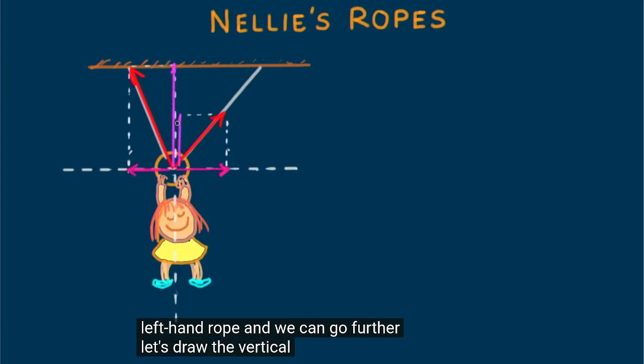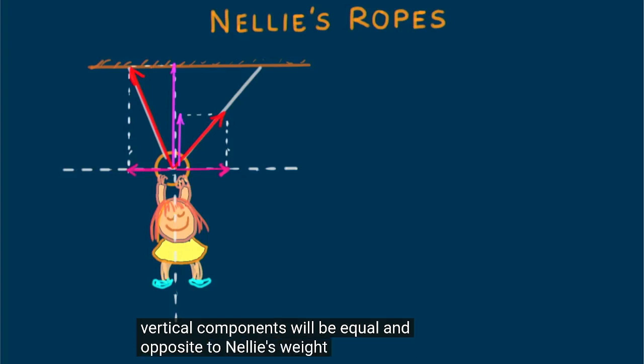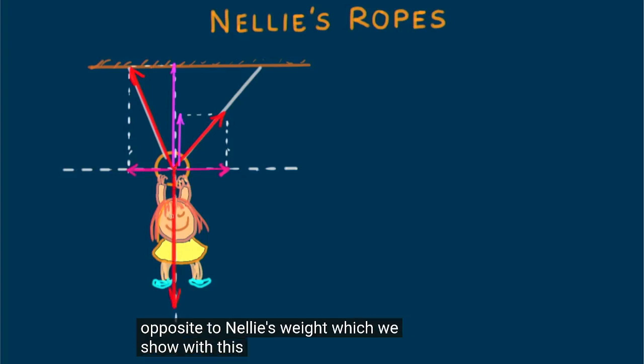Let's draw the vertical components of both vectors. The addition of these 2 vertical components will be equal and opposite to Nellie's weight, which we show with this red vector. So our complete vector diagram looks like this.